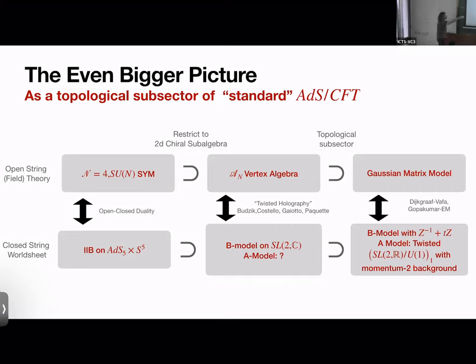And if you want, this subsector has been a whole program called the Twisted Holography Program. So this is of Gaiotto, Costello, my student Budzik, and Natalie Paquette over here. They've thought of the dual to this closed subsector, and it's also some topological string. So one of the things maybe missing in this box is the A model version of that. But there is some stepping stone that should allow us, if we can derive this over here, to understand a little better how that fits into this derivation. And then, well, this is the ultimate goal.